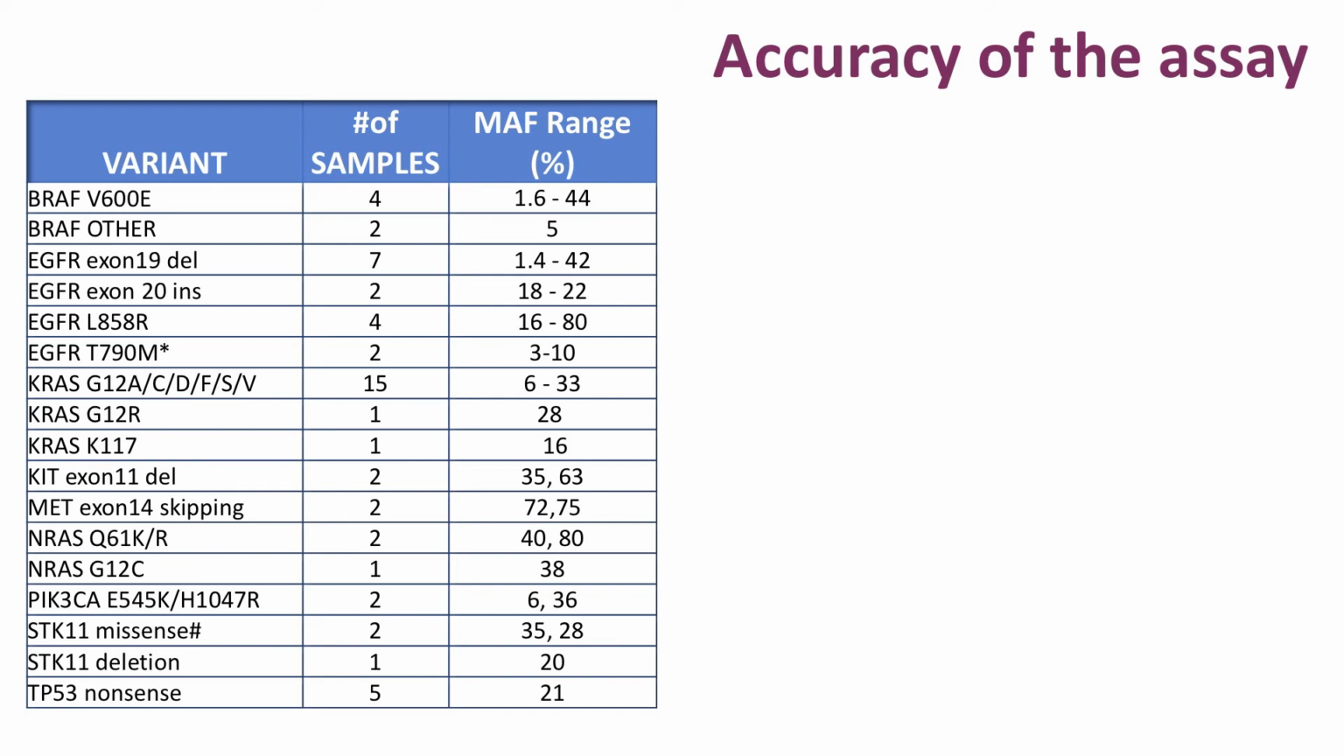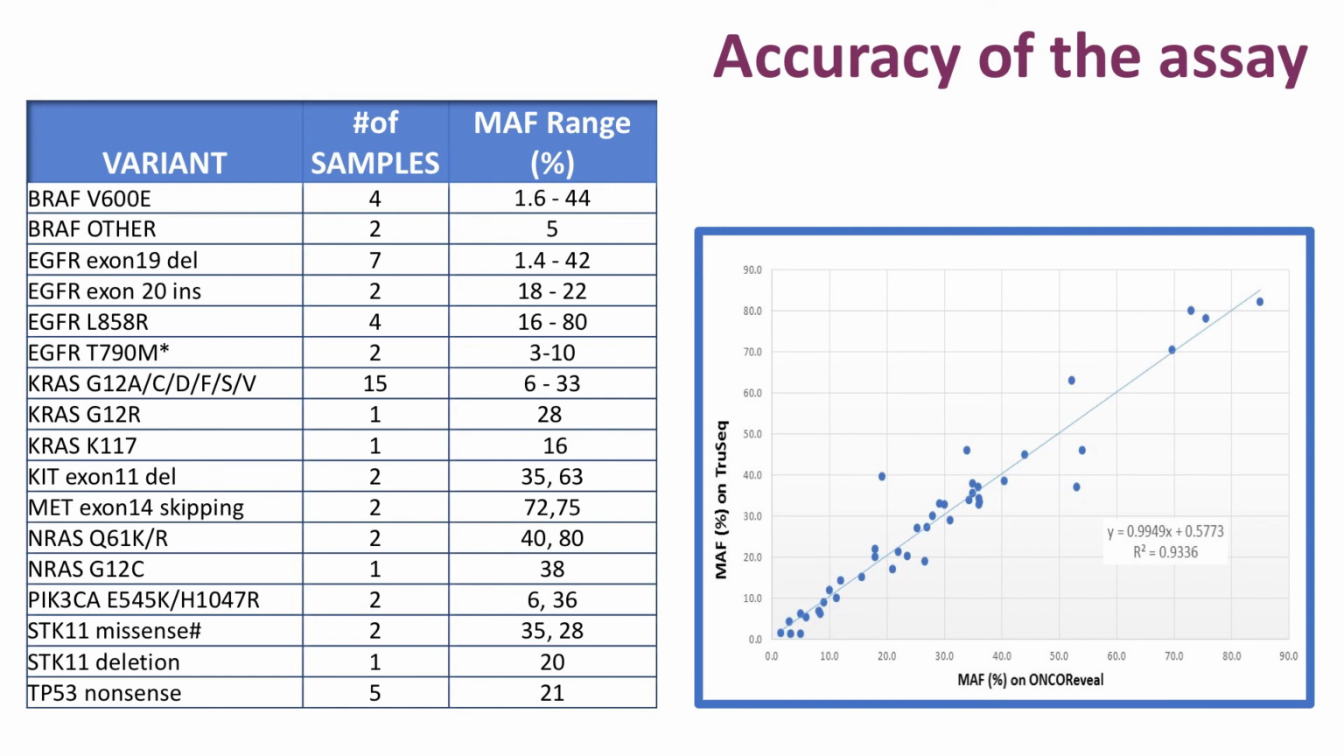The number of samples is in the second column, and the allelic fraction for these samples, as determined by our previous assay, is in the last column. So we used samples with allelic fractions from about 5% to about 80%, and we compared the allelic fractions obtained in our previous assay with the current assay, and this is our correlation plot. As you can see over here, the correlation coefficient is excellent. There is very good correlation between the previous assay and the current Pillar assay.